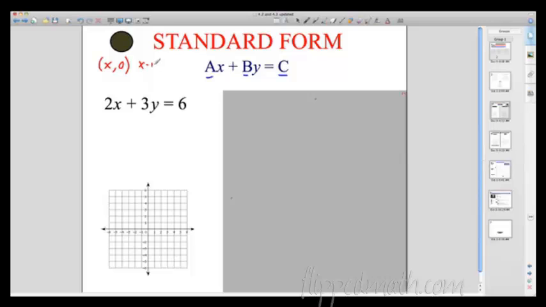So I'm looking at that. That is the x-intercept. And the same idea goes for the y-intercept. If I want to find the y-intercept, I'm looking for some number y when x is 0. So that's how I find the y-intercept.